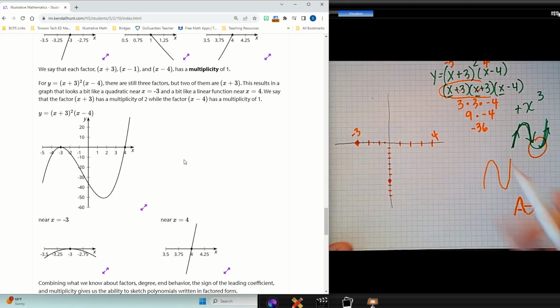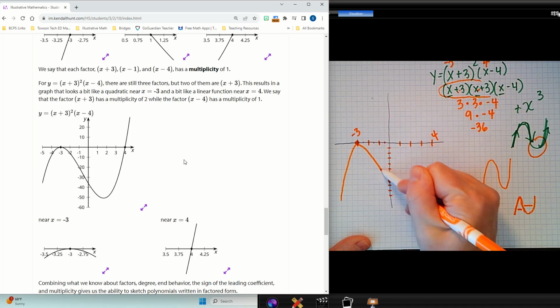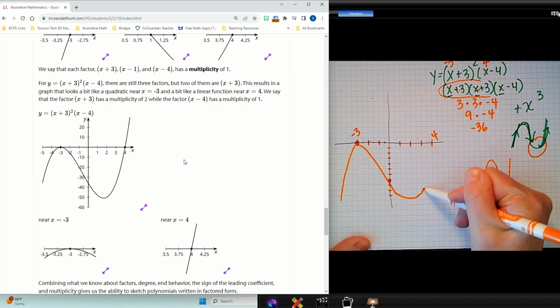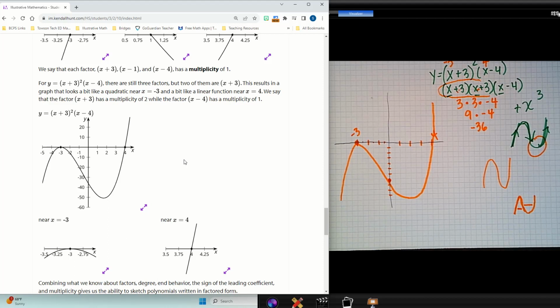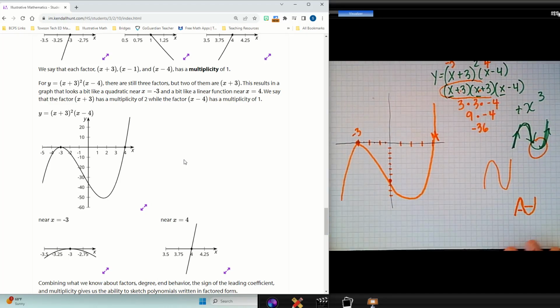All right, let's see if I can do it. Up, down, up, up, down, up. Okay? Something like that. Again, I'm not grading you on your artwork. When I look at your graph, if it's fairly close, I give you credit. Okay?